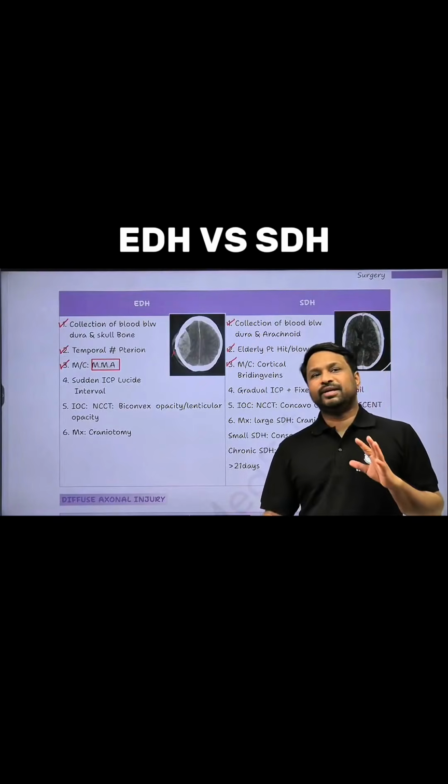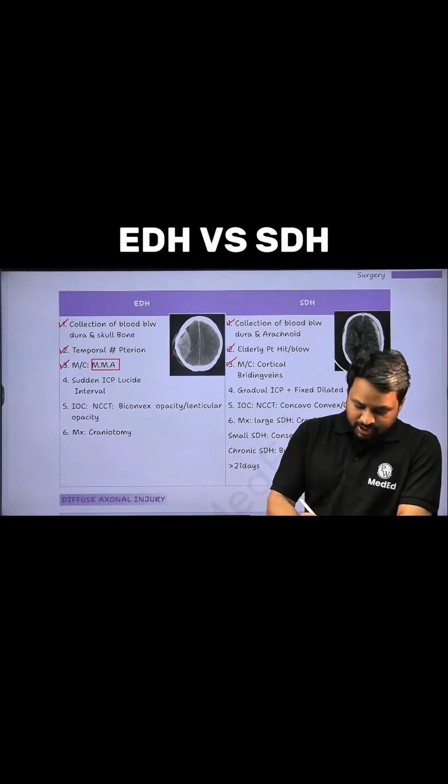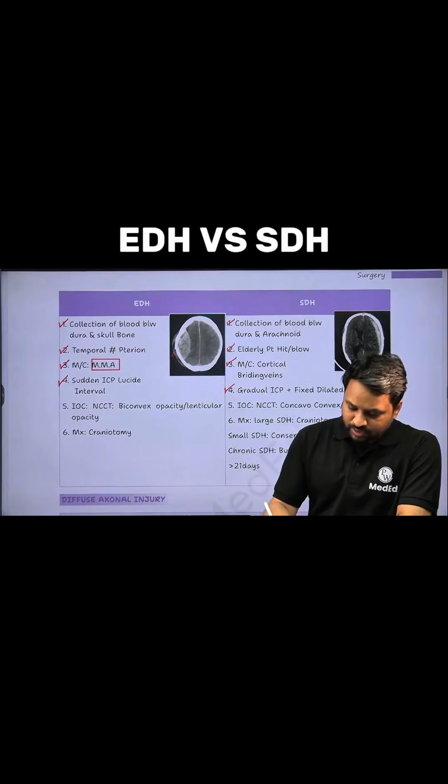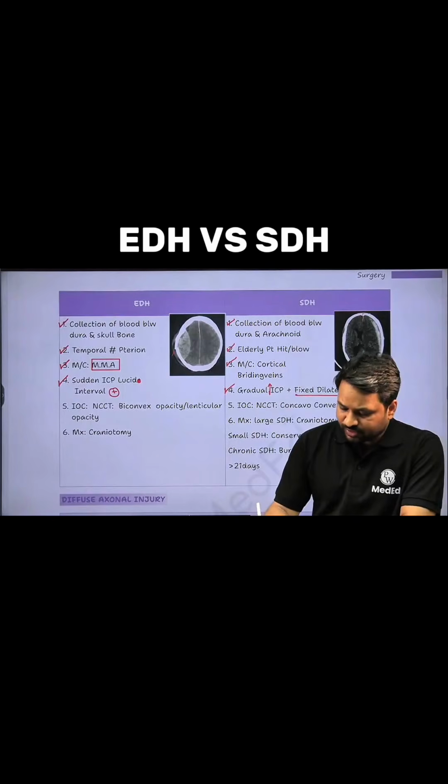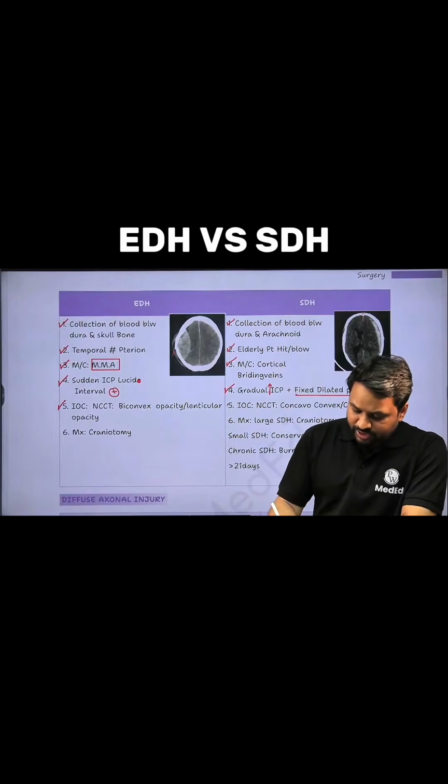Remember, in both the conditions there will be an increase in intracranial pressure, but in EDH there is a sudden increase, whereas here it is going to be a gradual increase in intracranial pressure, right? Now, one of the most important is the presence of a lucid interval, the characteristic feature. Here it is going to be a fixed dilated pupil. Investigation of choice in both the conditions is NCCT.